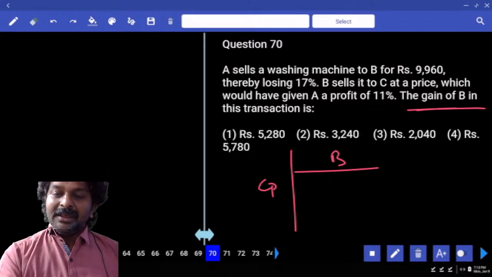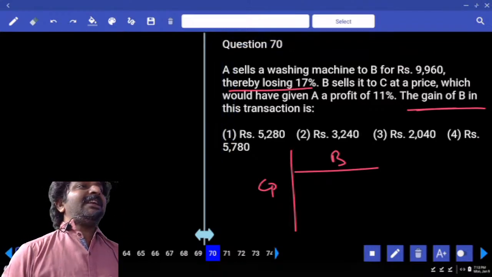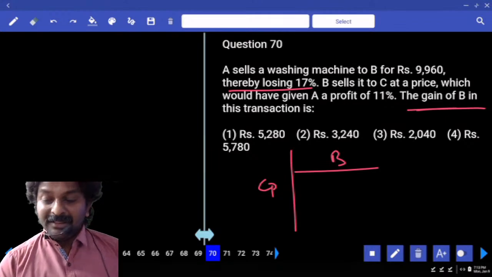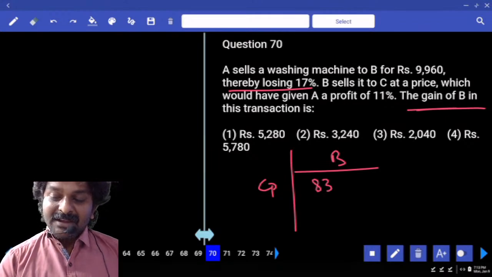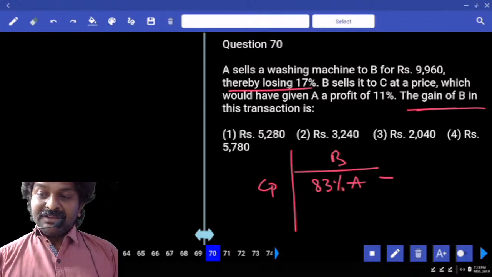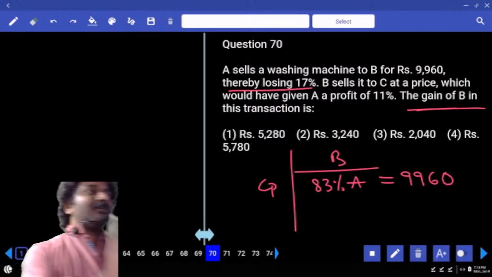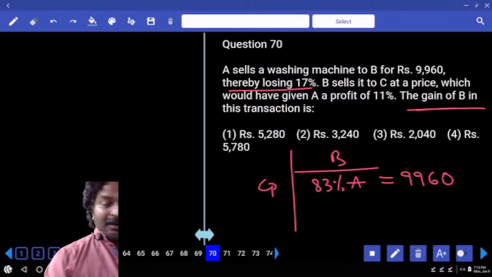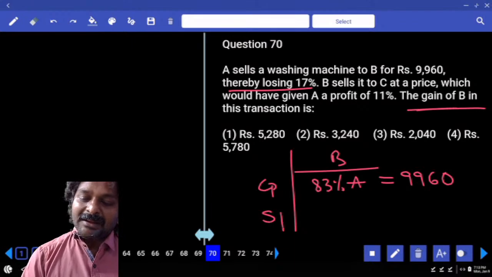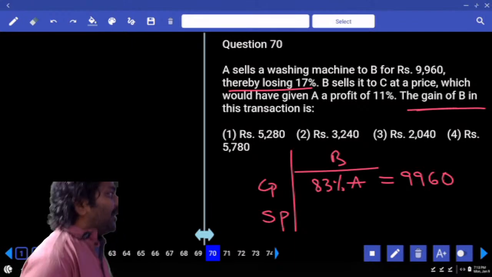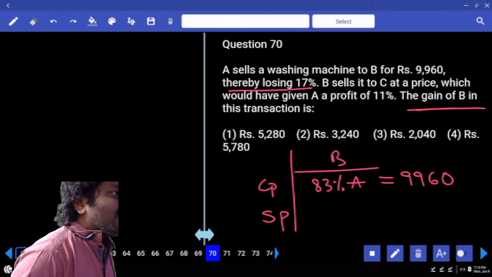Now A sells it to B at 17% loss. That means 83% of A, which is equal to 9960. Okay. Now, to calculate profit of B, we need to know selling price of B also.